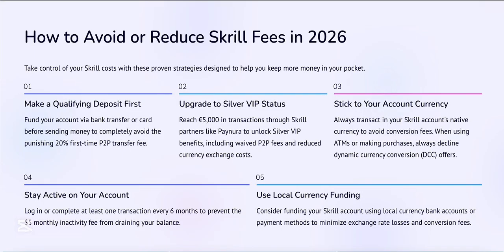Step 3. Use bank transfers over card withdrawals. That's because a card may charge up to 7% per transaction, while local bank withdrawals are often free or much cheaper.